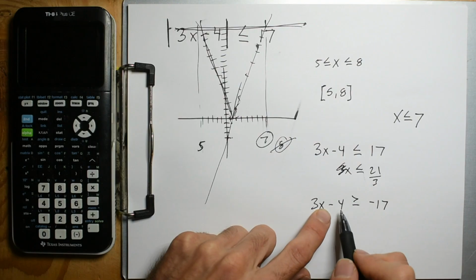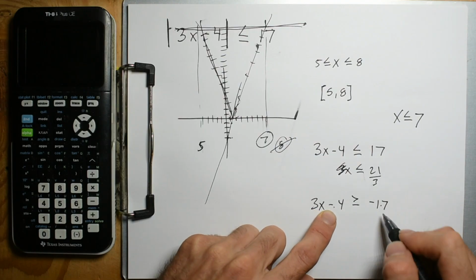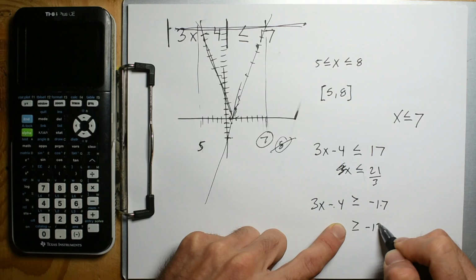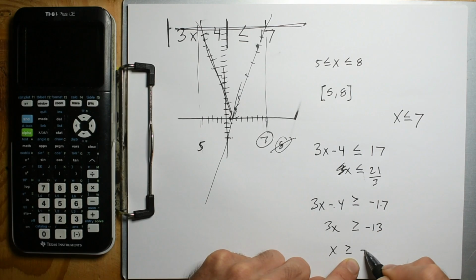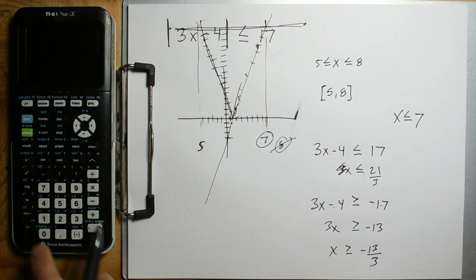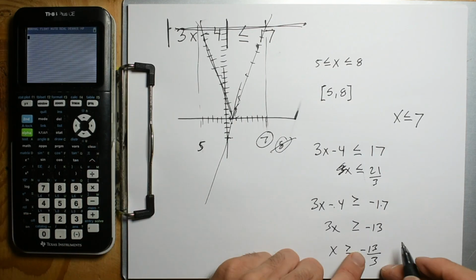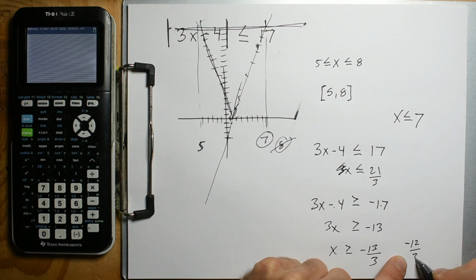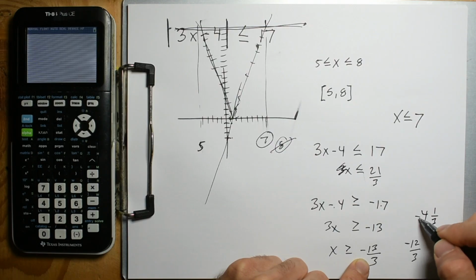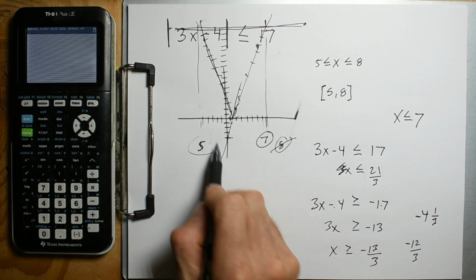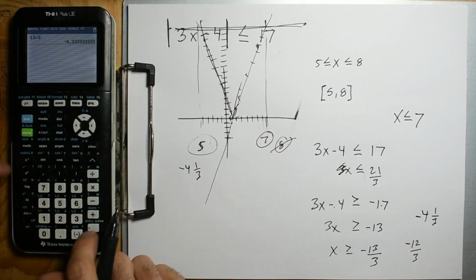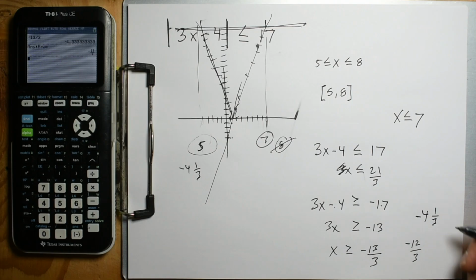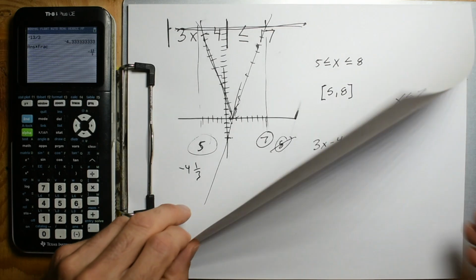And then let's do this one. I'm going to add 4 to the other side. That becomes negative 13. And then I have 3x here, so x is greater than or equal to negative 13 divided by 3. And we could do this, you know what I mean? What's negative 12 divided by 3? That's negative 4, and then I'm going to have a third left over. So negative 4 and a third. That's kind of what we have. We said it was 5. It's negative 4 and a third, which is negative 13 divided by 3. Hell yeah, we did it.